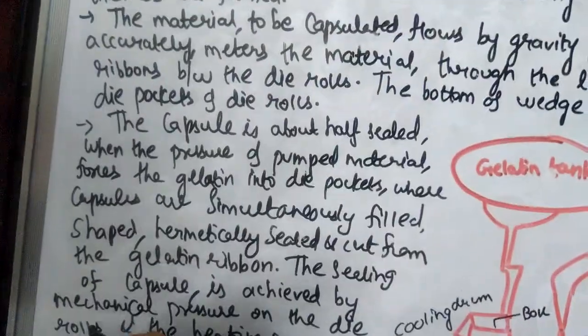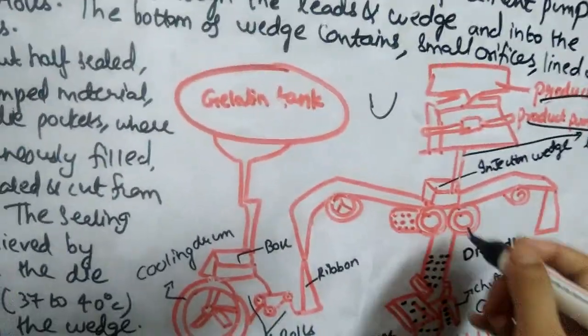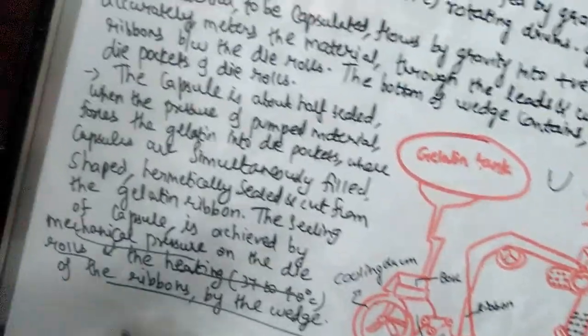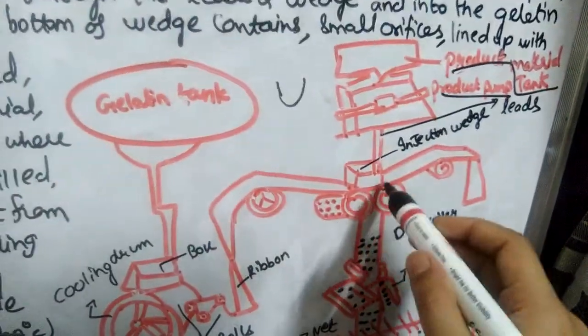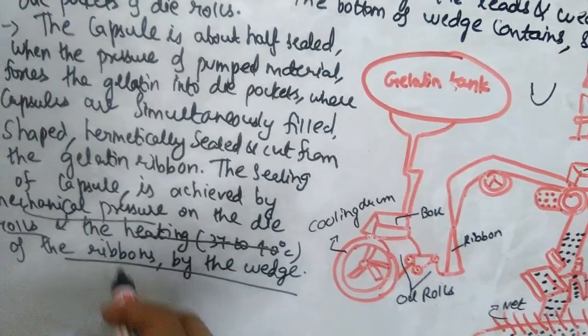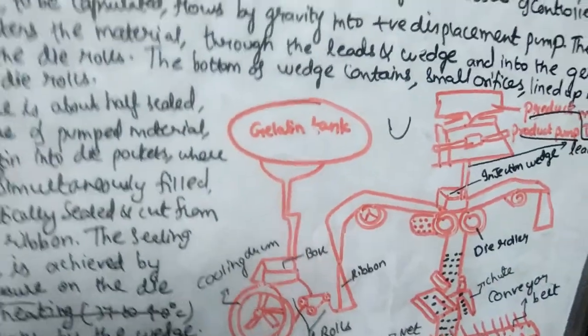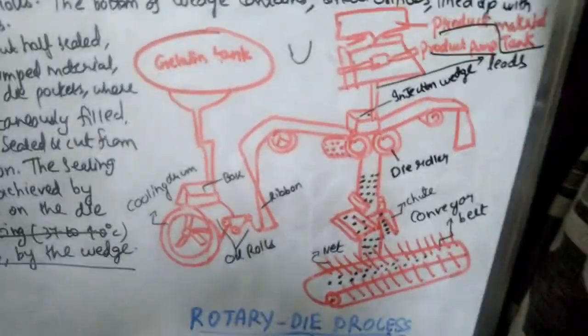Then the sealing of the capsule is achieved by mechanical pressure on the die rolls. So due to the pressure on the die rolls, the sealing of the capsule occurs, and the heating of the ribbons by the wedge. Due to these two steps, the sealing of the capsule occurs. One is due to mechanical pressure on the die rolls, and the other one is the heating at 37 to 40 degrees of the ribbons by the wedge. So this wedge heats the ribbon, so due to that the capsule gets sealed.